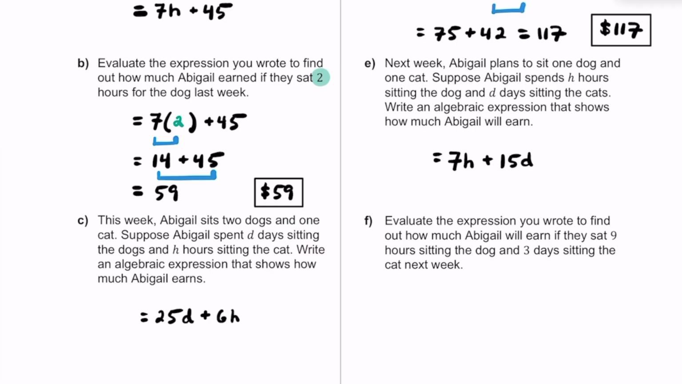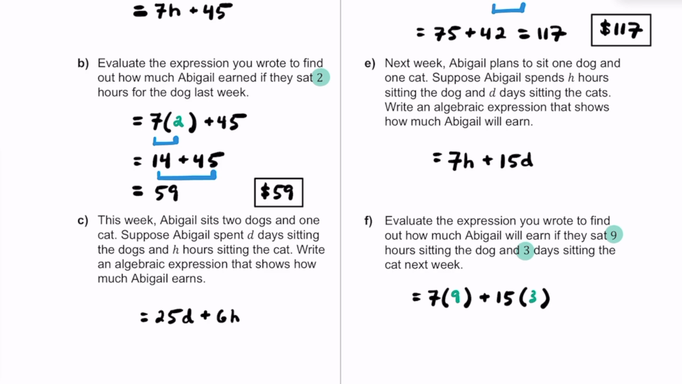All right, so in part F, let's go ahead and use the expression we just wrote to find out how much Abigail will earn next week if they sat 9 hours with the dog and then 3 days with the cat. So let's go ahead and substitute in here. It's going to be $7 per each of the hours, and it looks like it's going to be 9 hours next week. And then for the cats, it's going to be $15 per each of the days, and there's going to be 3 days.